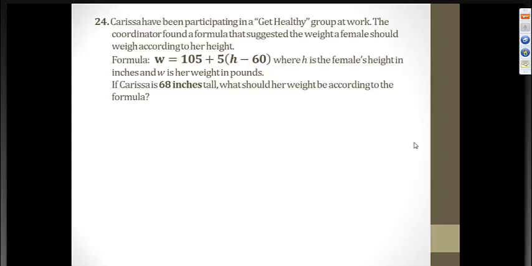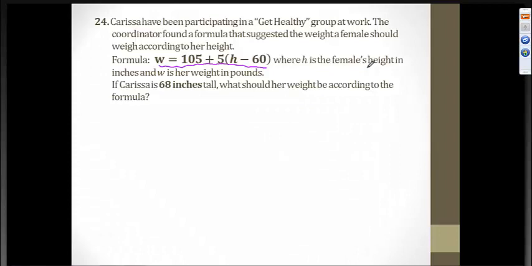Equals 105 plus 5 times, we do the parentheses first, right? 68 minus 60 is 8. And then what comes next? Multiplication, excellent. So we have 105 plus 40, which equals 145. So Carissa's weight should be 145.